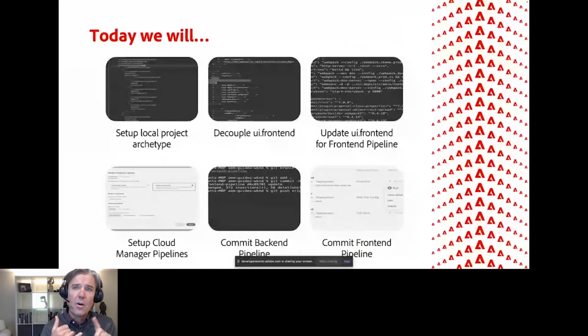So today we're going to go over a few things. This isn't particularly difficult, but there's a lot of details. I'm going to walk you through how to set up the local project archetype. So what are the changes you need to make? What does decoupling the UI front end mean? What are the things you need to do? How do you then update the UI front end so it uses the front-end pipeline rather than the traditional way within the actual archetype? And then we'll look at Cloud Manager, how to set up those pipelines, committing the code to those pipelines, and then committing front-end code to it.